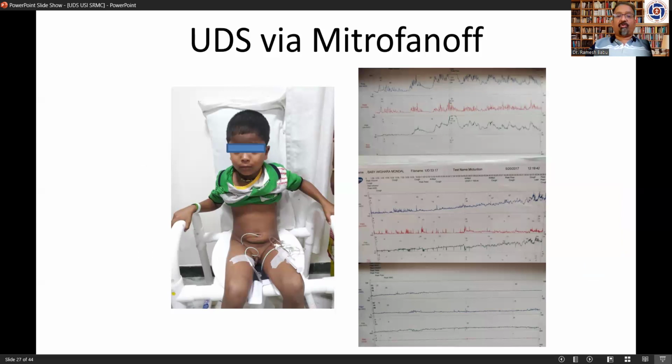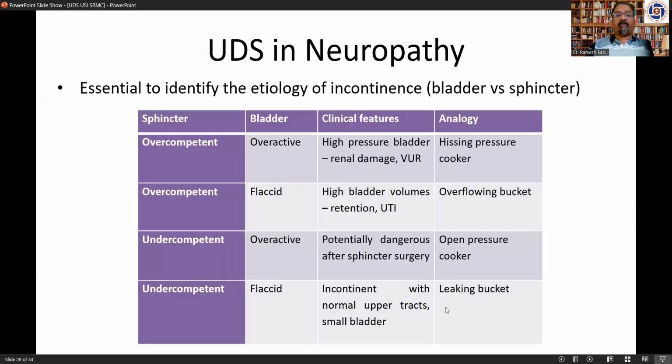We do sometimes do urodynamics via Mitrofanoff. The only advantage is we can get a voiding phase very easily in this kind of patient. So this is a patient who had a pre-augment urodynamic, which showed a lot of unstable contractions and poor compliance, and after augmentation, the bladder has become much more controlled.